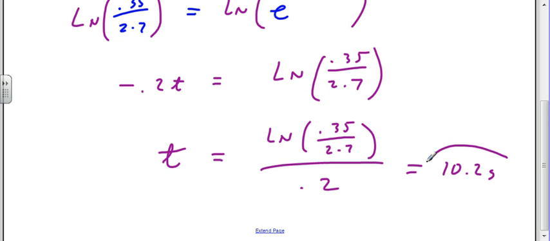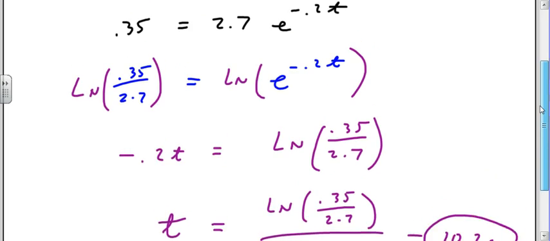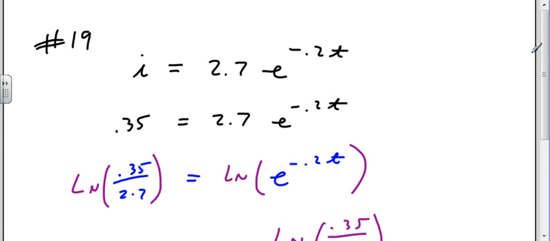10.2 seconds. Then I'm going to come back up to the original problem and say second function numeric solve 0.35 equals 2.7 times e to the minus 0.4 times x.